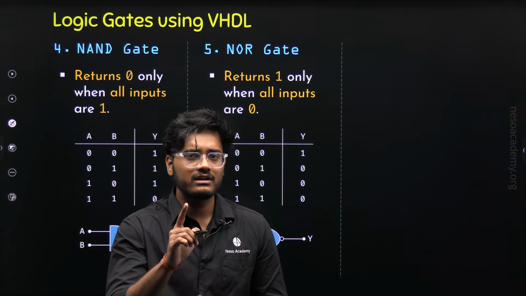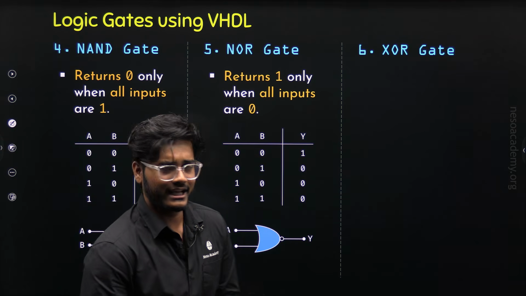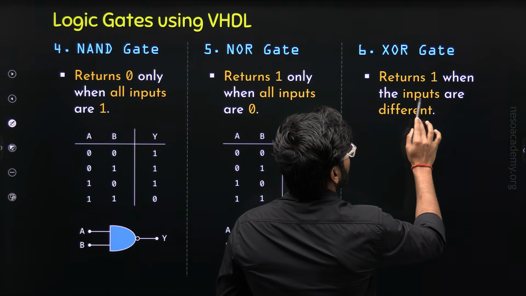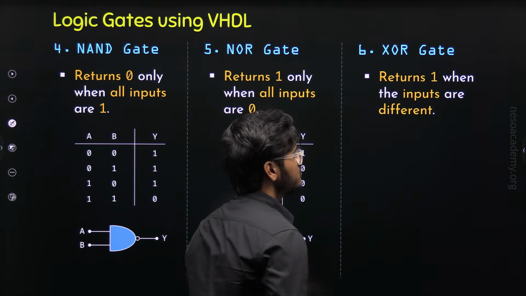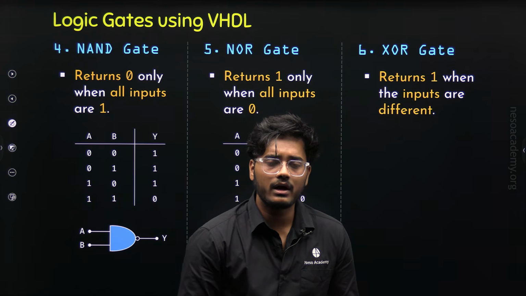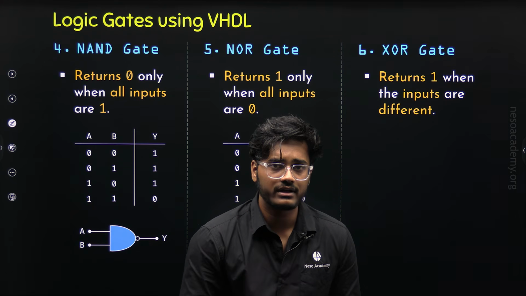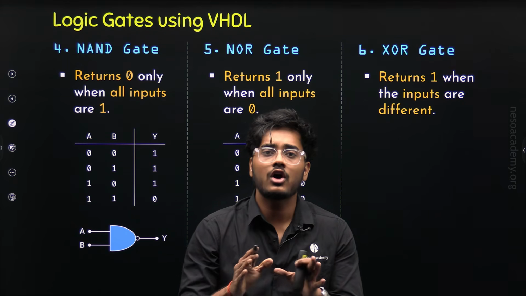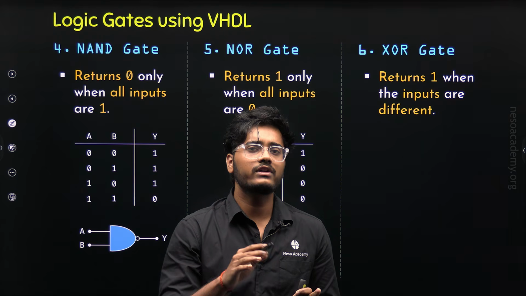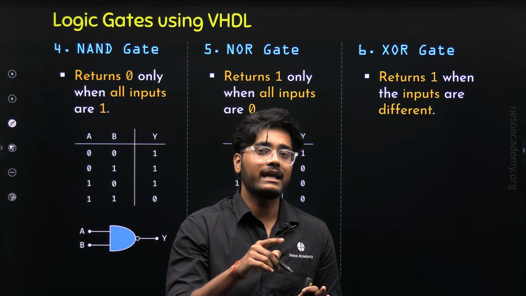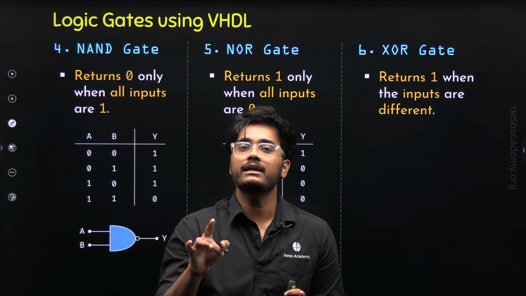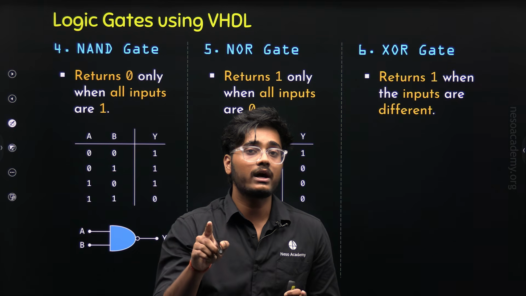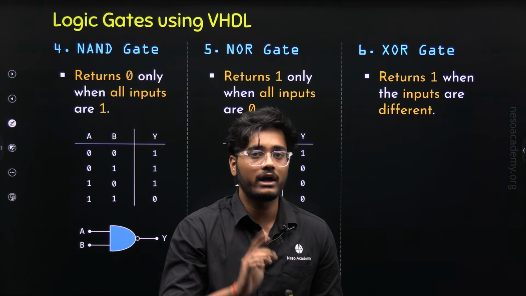Now, let's see the first derived logic gate, XOR gate. XOR gate returns 1 when the inputs are different. So, in XOR gate, output will be 1 when the inputs are different. Now, the word XOR means exclusive OR. Here, output will be 1 if input A is 1 or input B is 1. Here we are excluding the condition. The output will be 1 when all inputs are 1.